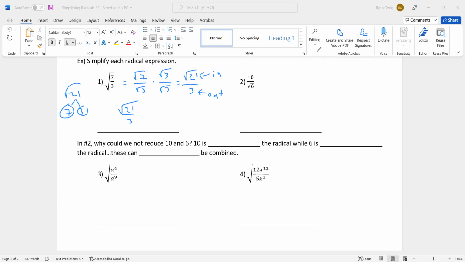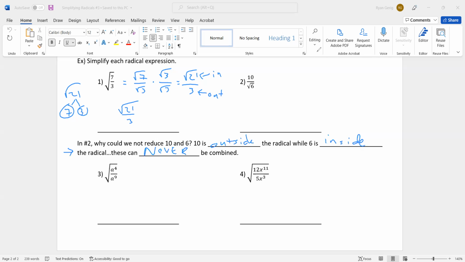Okay. Number 2, 10 over radical 6. Nothing can reduce here. You might be saying, yeah, you can, 10 and 6 reduce. You actually can't. In number 2, why can we not reduce 10 and 6? 10 is outside the radical, while 6 is inside the radical. These can never be combined.